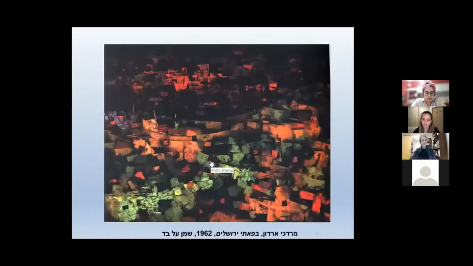This is a totally abstract painting. It's Mordechai Ardon, also a well-known painter. Here, it's hard to grasp, but he calls it Jerusalem. And he's talking about the light of Jerusalem, the spiritual light. He's not talking about the natural light from the sun. He's talking about the light of Jerusalem, where it feels like the red and orange and green light are coming out of Jerusalem, out of the painting.